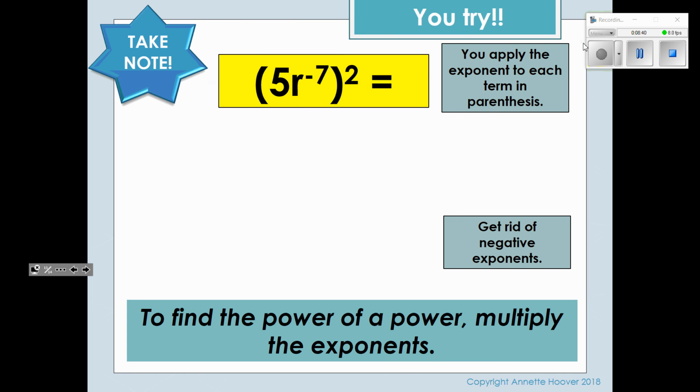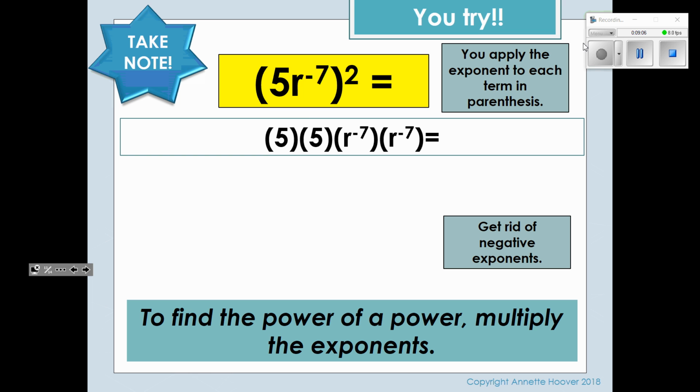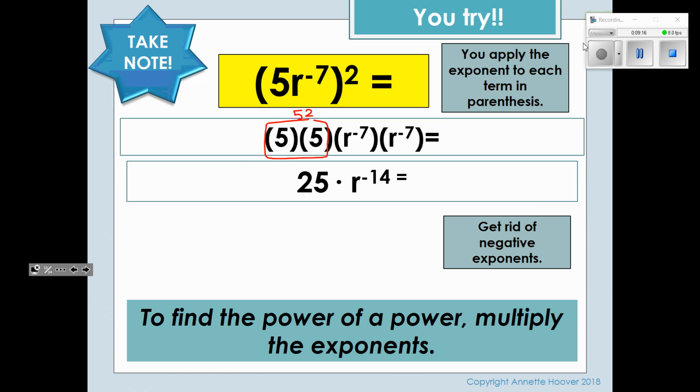Let's try another one. We have 2 bases inside this parentheses. So we have 5, and it has to be squared. So the first thing we do is we're taking 5 and we're squaring it, which is 5 times 5. Then we have r to the negative 7th power raised to the 2nd power. Remember, we're multiplying with exponents. So that would be a negative 14. Remember, we cannot end with a negative number. So here is our 5 squared that we had. There's our r to the negative 7th power twice. That gives us 25 times r to the negative 14th power.